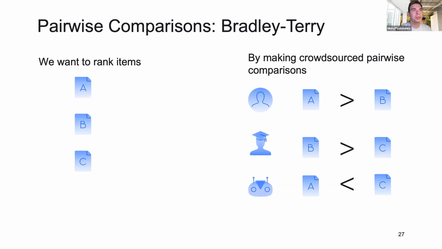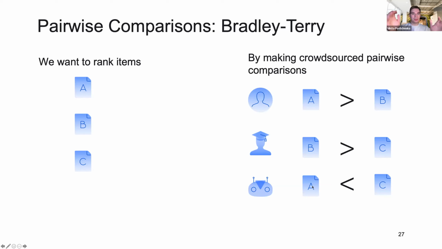And if you use pairwise comparisons, maybe you use them for the following setup. You have some items, for example, on web pages, and you want to rank these items. To obtain the ranking, you make crowdsourced pairwise comparisons. You ask crowdsourcing performers to compare a pair of items. Let's consider this example. We have 3 items, and we ask performers to compare, for example, A and B. The first performer chooses A over B. The second performer chooses B over C, and the last one chooses C over A.